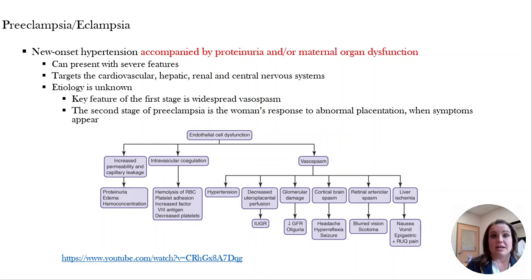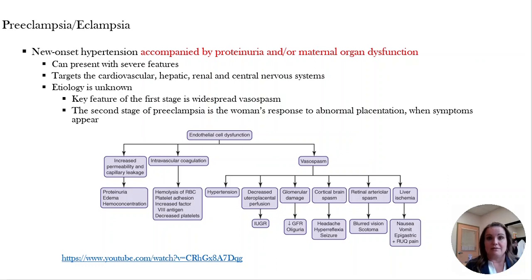Again, the cause is unknown. We do know that it's kind of a two-stage disease process. So the first stage, the major issue we'll say is vasospasm.